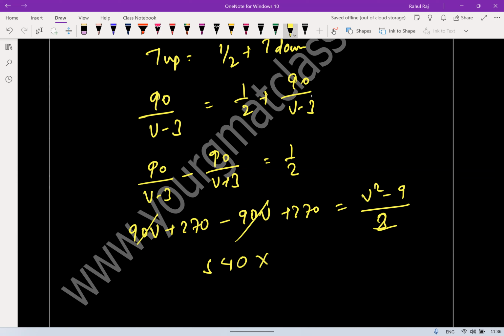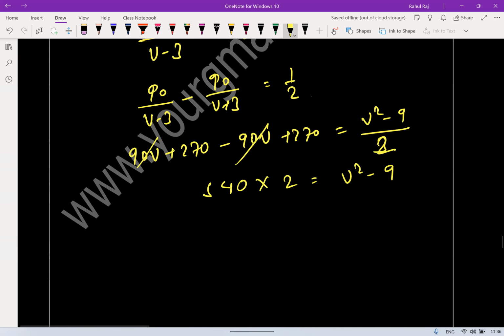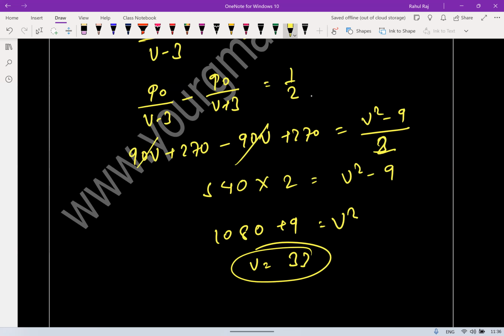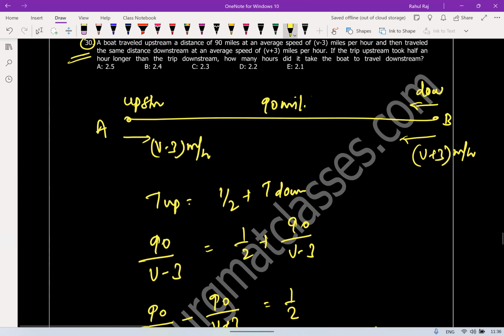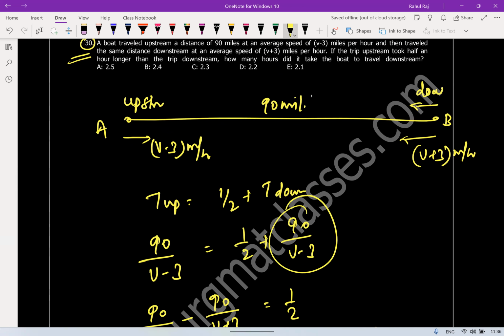So 2 is equal to V square minus 9. That is 0, 8, 0 plus 9 is equal to V square. So V is equal to 30. What they are asking is, how many hours did it take the boat to travel downstream? So V plus 3. This is your answer. 90 by 33. I think you should get 2.5.